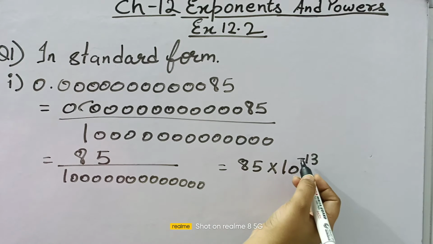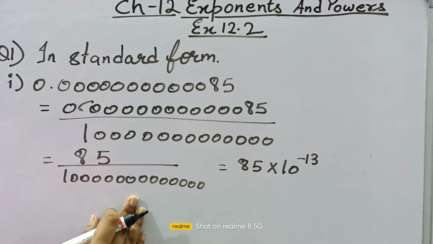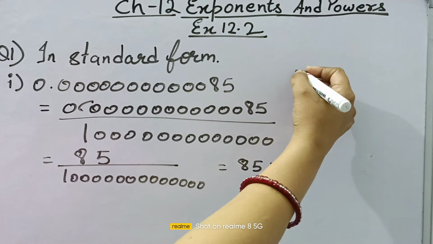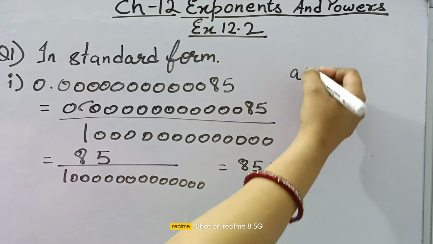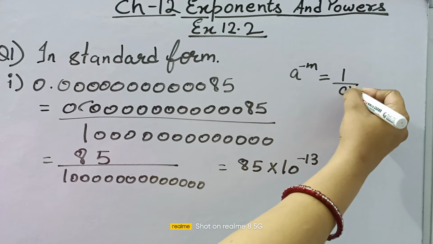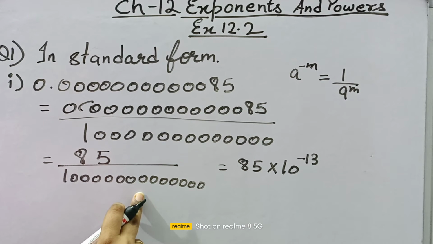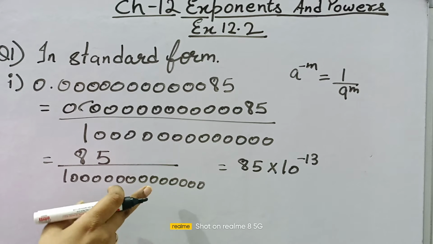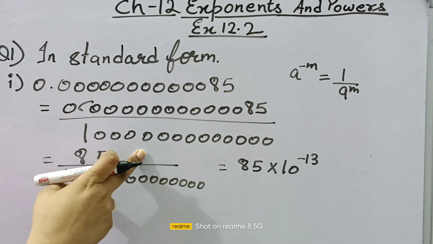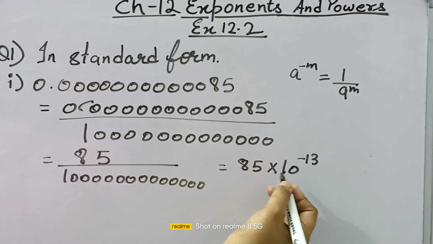Alright, why I had written here minus 13? Because this large number was in denominator, and we all know from the law of exponent that a raised to the power minus n is equal to 1 upon a raised to the power n. So here in denominator it was 10 raised to the power 13. So we just taken that from denominator to numerator with negative exponent. So it becomes 85 multiplied 10 to the power minus 13.